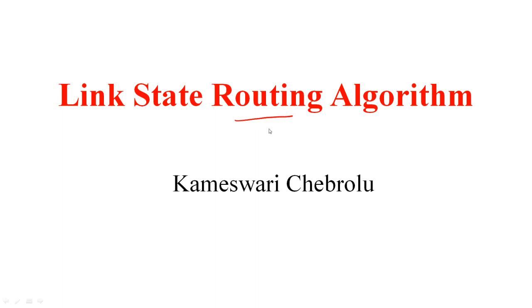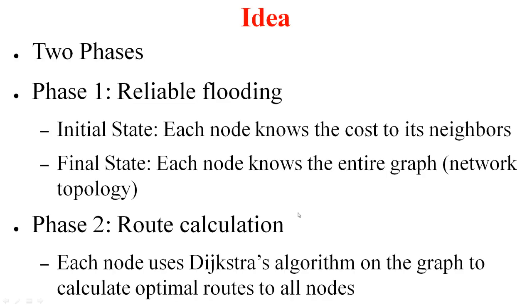The goal of routing is to determine the shortest path between nodes. Like many things in life, there is often more than one solution to a problem. Distance vector was one, link state is another, which is the focus of this video. The basic idea behind link state is rather simple. There are two phases involved.